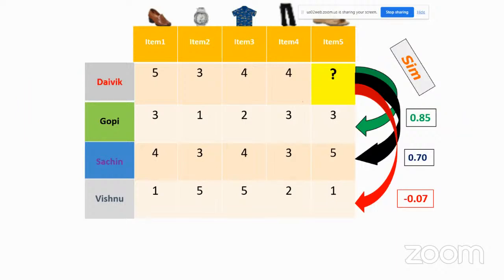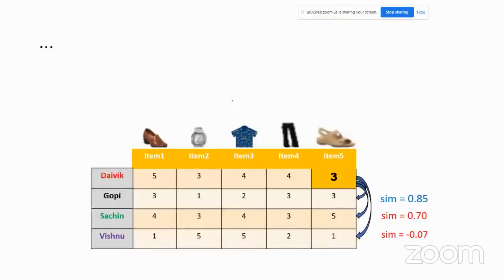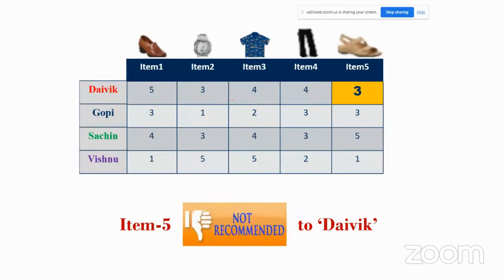Now, finally, what's the conclusion? Finally we have done rating prediction, it is 3, but as I mentioned previously, minimum rating should be 4, threshold value is 4. Whenever rating value is more than 4 or equal to 4, then only we are going to recommend products or movies to the customer, otherwise not going to recommend. But our rating prediction is 3, so 100% this item is not going to be recommended to Daivik. So therefore, final conclusion is, item 5 is not going to be recommended to Daivik because of very low rating. If the rating is 4 or above, then we can recommend item 5 to Daivik. But as per the rating prediction, by calculating the similarity measures, we have concluded that item 5 is not going to be recommended to Daivik.